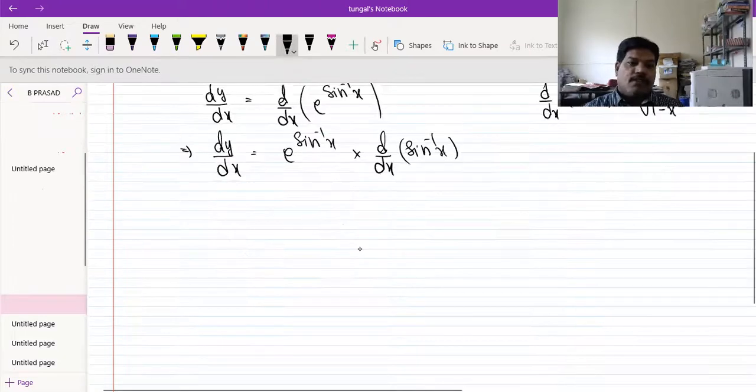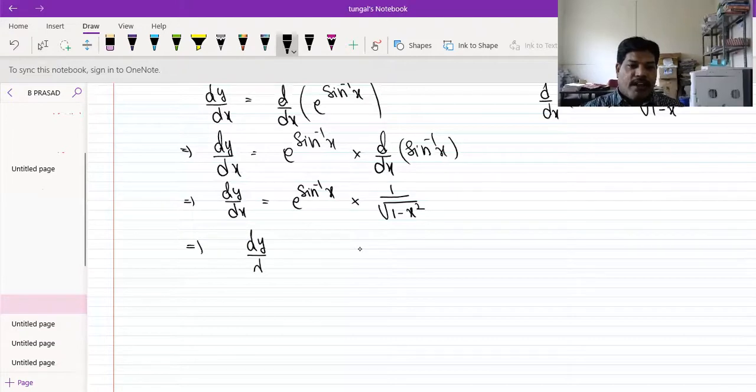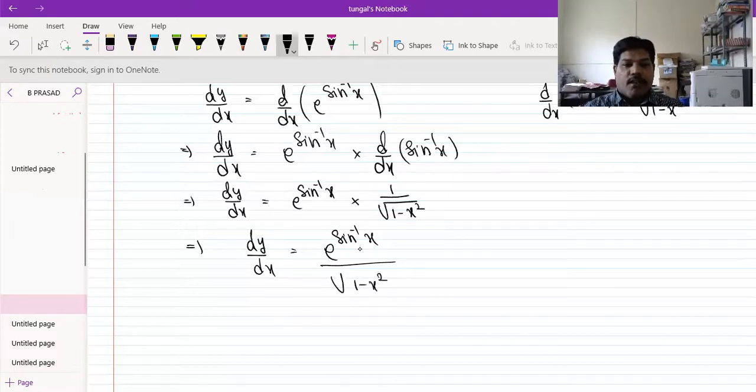What we will get: dy by dx is equal to e power sin inverse x into the sin inverse x derivative, 1 by root of 1 minus x square. So dy by dx is nothing but e power sin inverse x by root of 1 minus x square. So see that question, students.